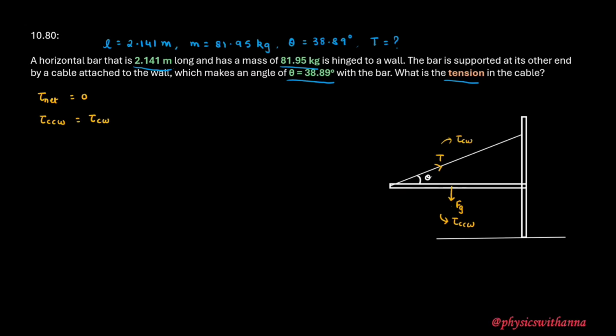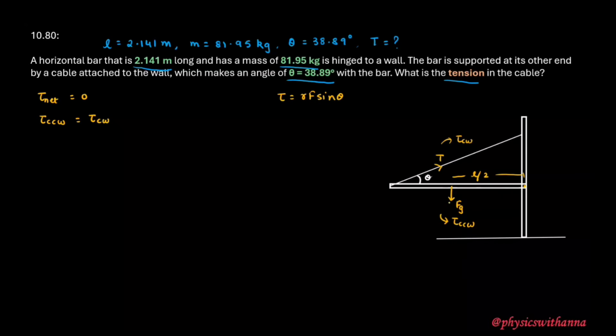So once we identified the forces producing this torque, we can write the magnitude of torque. We know torque tau is given as R F sine theta, where F is the force producing the torque, R is the distance of the force from the axis of rotation, and theta is the angle between them. Counterclockwise torque is produced by force due to gravity, and its distance from the axis of rotation, which is at the hinge, is L by 2, which is half the length of the rod.